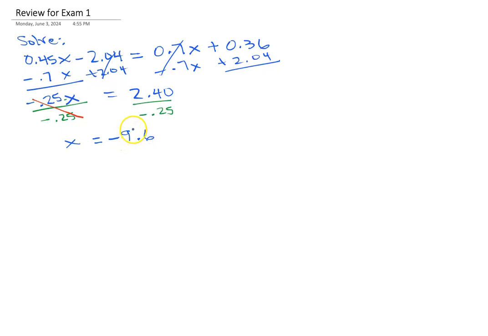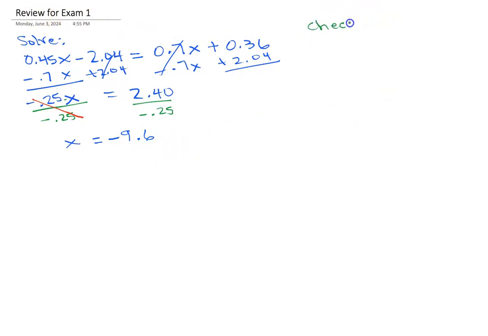Now, on some of the questions, it might ask you to check your answer. So I want to make sure you guys know how to check your answer on this. Can somebody tell me, how could I check that negative 9.6 is correct?